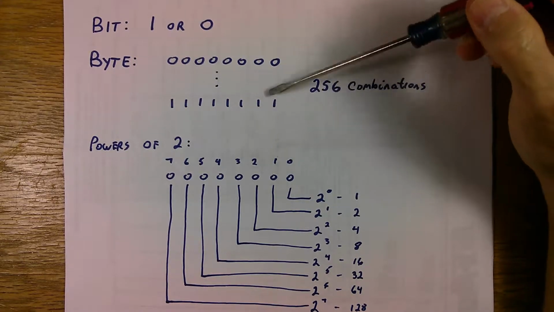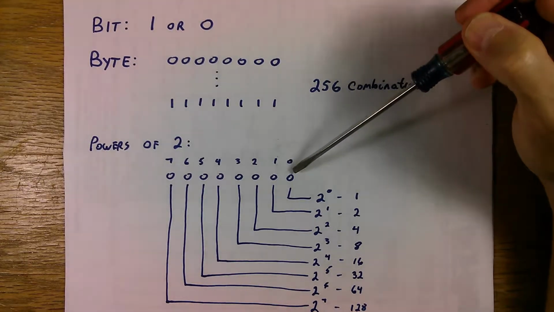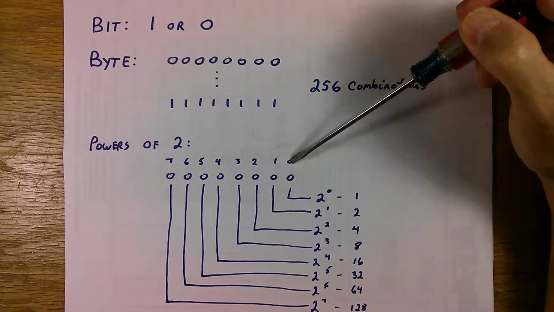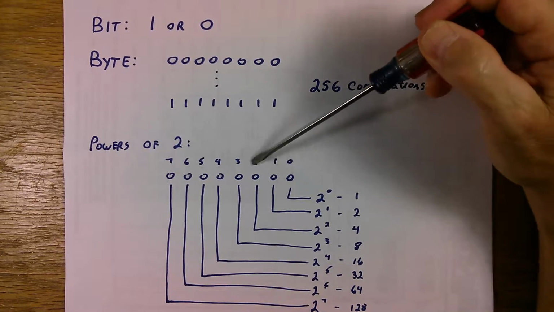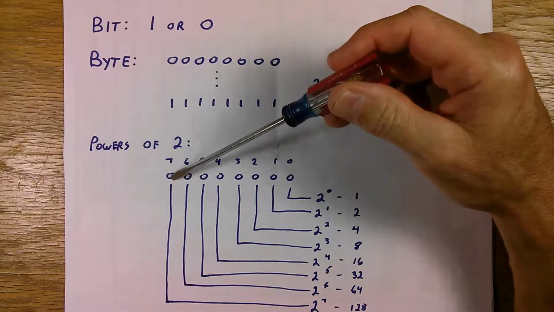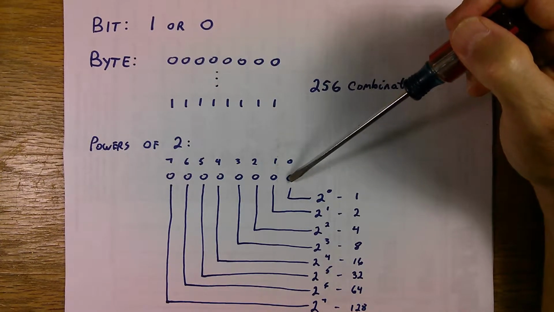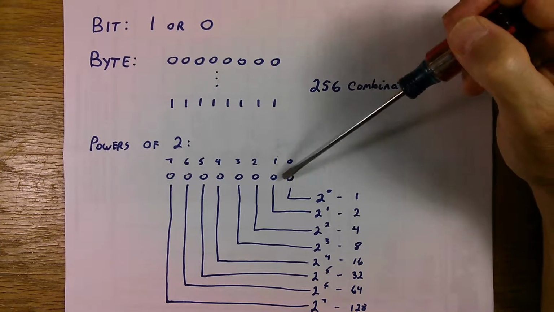Now, the bits are organized in order. We call the far right bit the least significant bit. It's bit 0, and then bit 1, 2, 3, all the way up to bit 7 here, which is the most significant bit. And these are arranged as powers of 2.